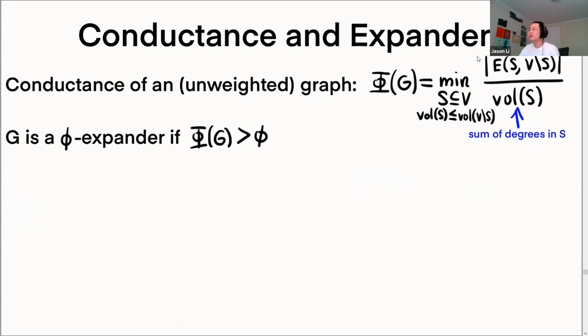Think of this as prioritizing cuts of small size, but it also considers balance. So if the cut is both small in size and balanced, then it has very low conductance.